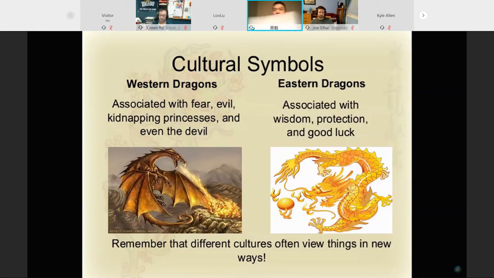So as cultural symbols, Western dragons and Eastern dragons, Chinese dragons, are different. So remember, guys, our world is diverse. When you hear something different from yours, try to understand. Different cultures often view things in very, very different ways. So this is the first part. I want to talk about the differences between two dragons.